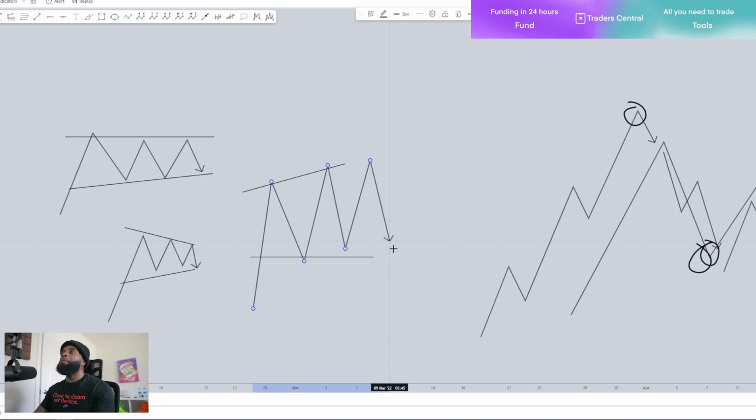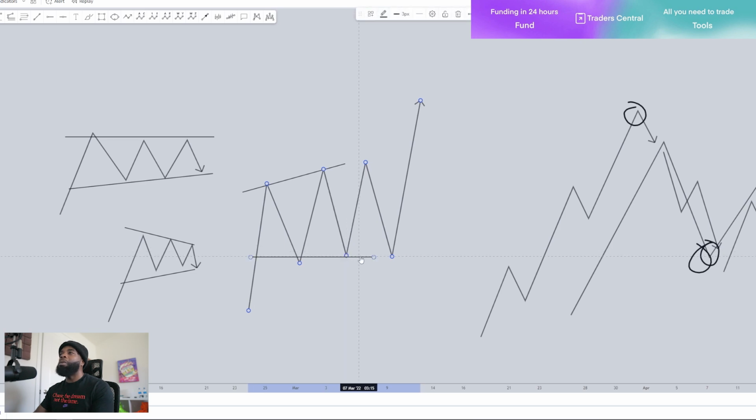All right, so every time the market creates this type of wave pattern, what will happen is it will then break the structure of this wave pattern to continue in the direction that it was before, and that's why they call it continuation patterns. Here's how we're going to figure this out.